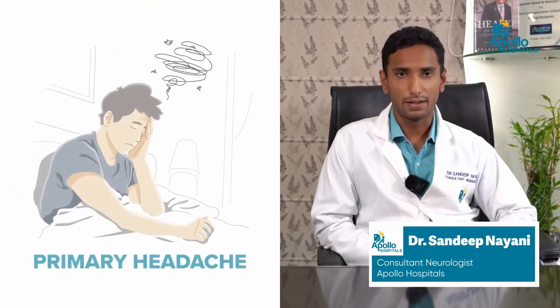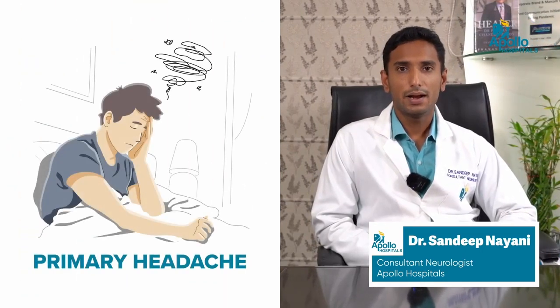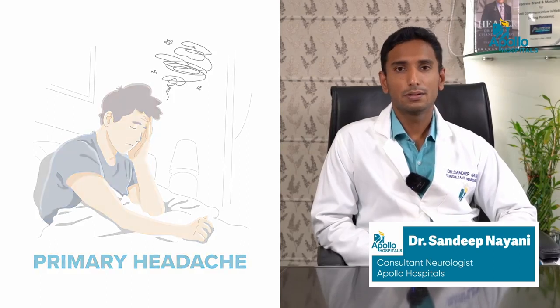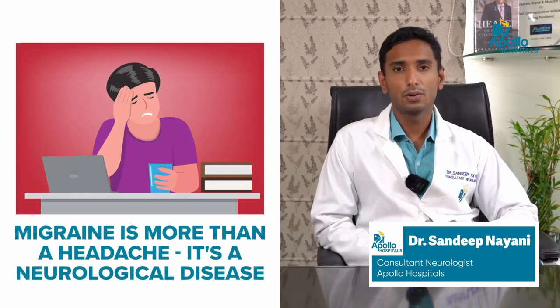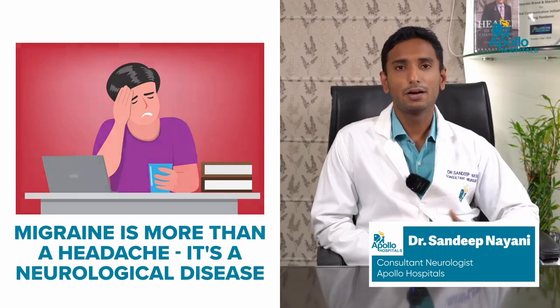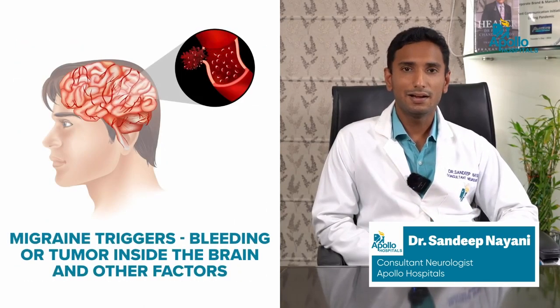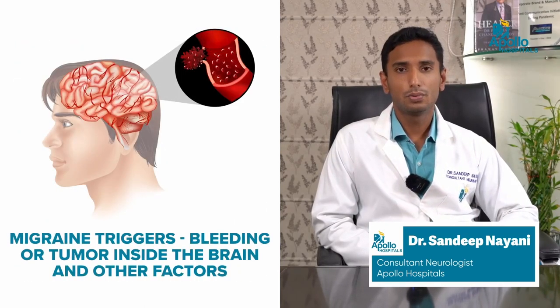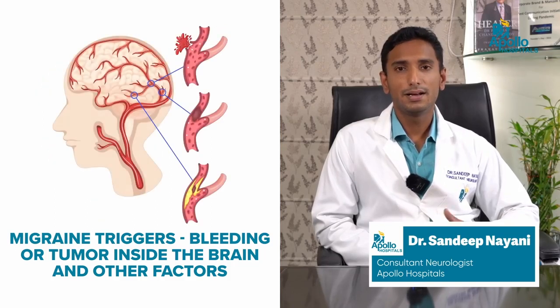Headaches can be characterized into two types: primary headaches and secondary headaches. Migraine is the most common type of primary headache. In primary headaches, headache is the sole manifestation without any other secondary causes. Whereas in secondary headache, headaches happen due to other reasons like bleeding inside the brain or tumor inside the brain or various other causes. Migraine and tension headache are the two main types of primary headaches. What are the types of migraine?